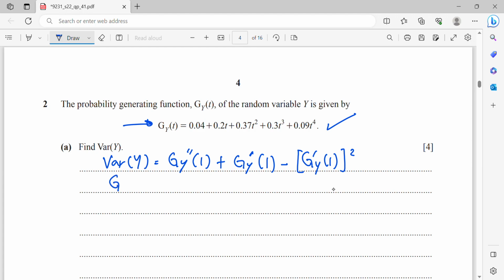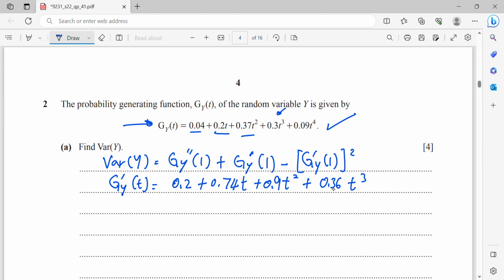So now my GY prime t, we are differentiating GY(t) with respect to t. The first term is a constant, so you will get 0. Second term, we drop the t, it becomes 0.2. The third term, when you differentiate 0.37 t squared, it becomes positive 0.74 t. Next term, when you differentiate 0.3 t cubed, it becomes plus 0.9 t squared. Then last term, 0.09 t to the power of 4, it becomes 0.36 t cubed.